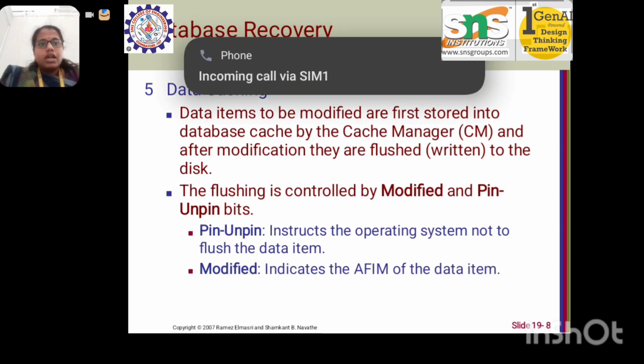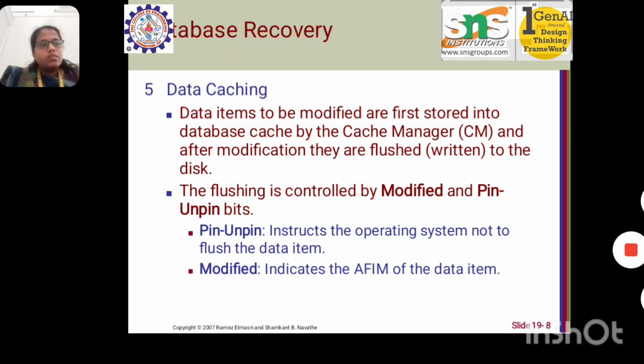Next one is data caching. Data caching means the data item to be modified is first stored in a database cache, the cache memory, and after modification it is flushed, that is written back to the disk. Flushing is controlled by modified and pin-unpin bits. Pin means the operating system should not flush the data item. Modified indicates the AFIM of the data item.